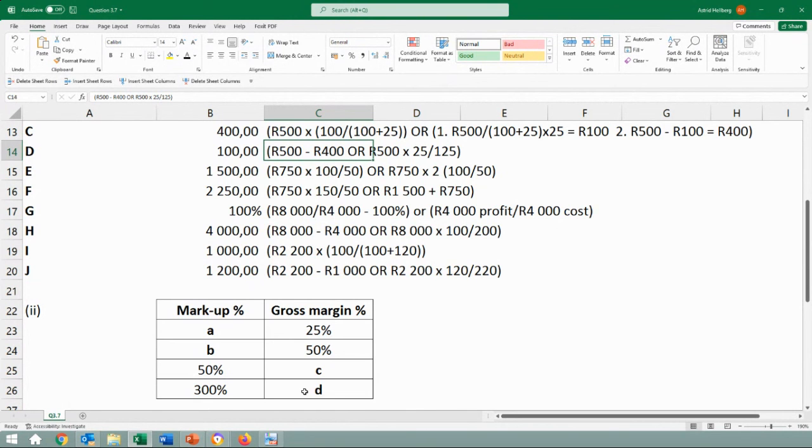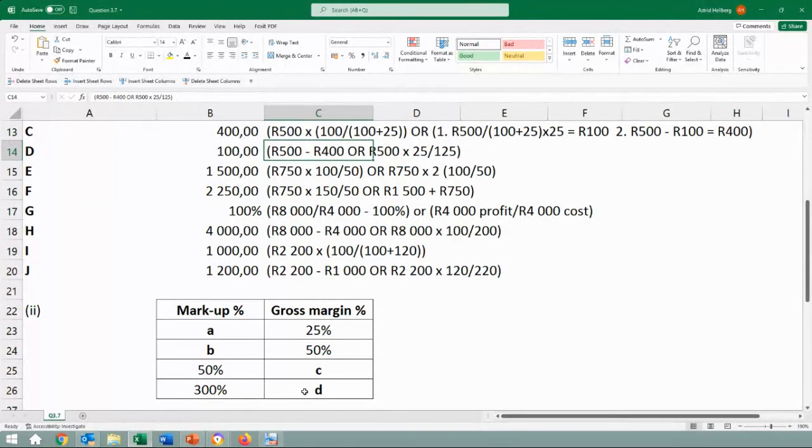Do you want to just indicate in the chat function where you're at? Are you unsure? Okay, so Ninkubele says gross margin is on selling price and markup is on cost. That is absolutely correct. I'm just going to finish this exercise and then we will take a 10-minute break. While we've got the answer, let's just discuss it.